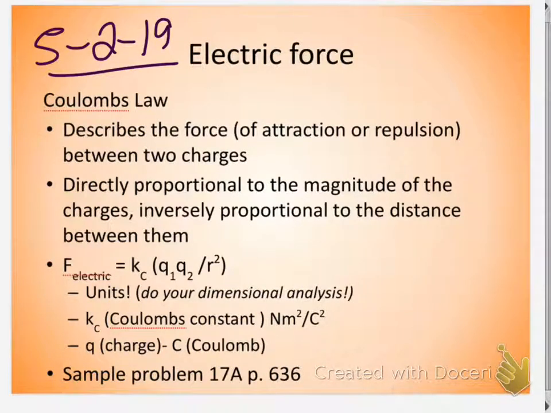Coulomb's law looks an awful lot like Newton's law of gravitational attraction. When we have two objects with a charge, the force of either attraction or repulsion between them is, now this one does have a constant, and that's why I can't remember if gravity does or not. Yeah, G.